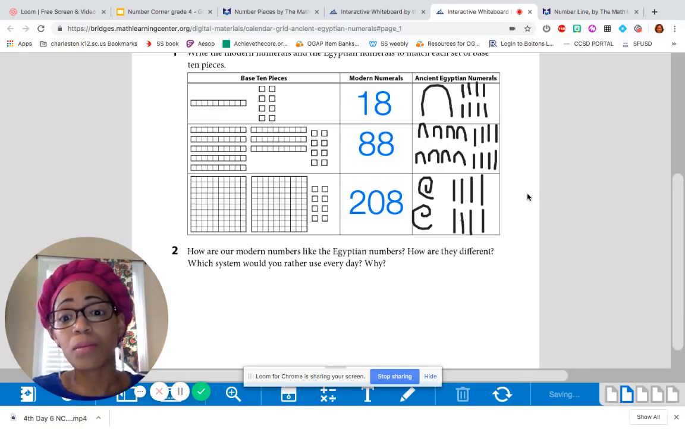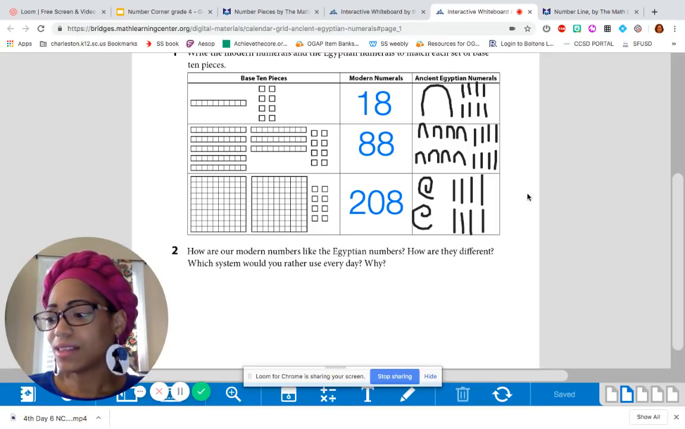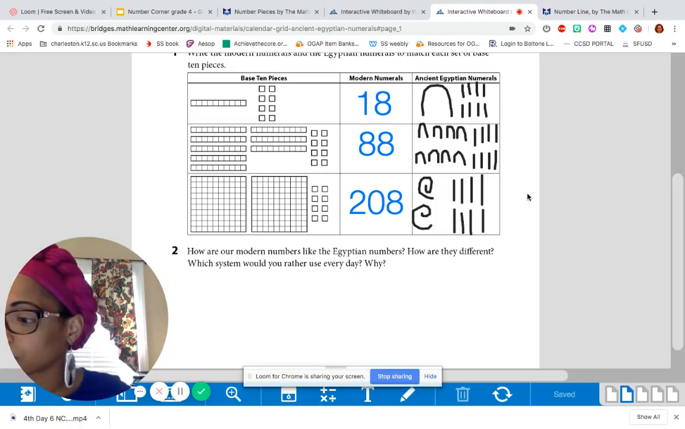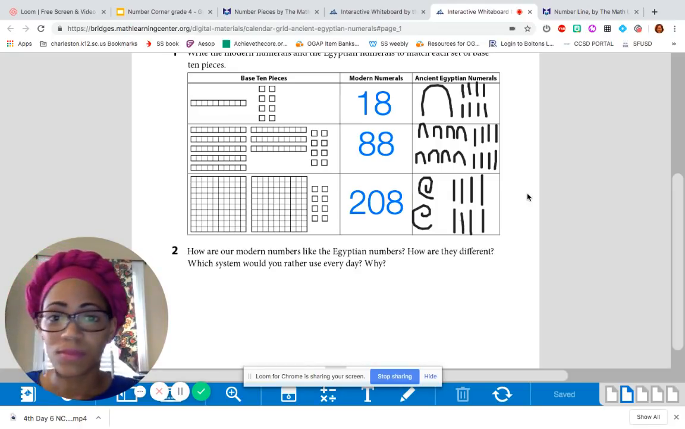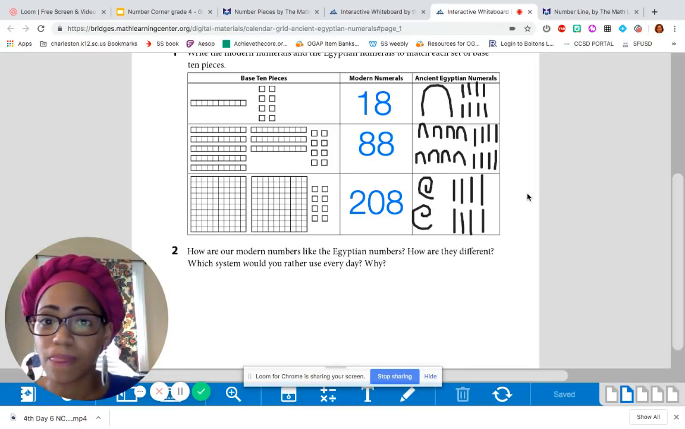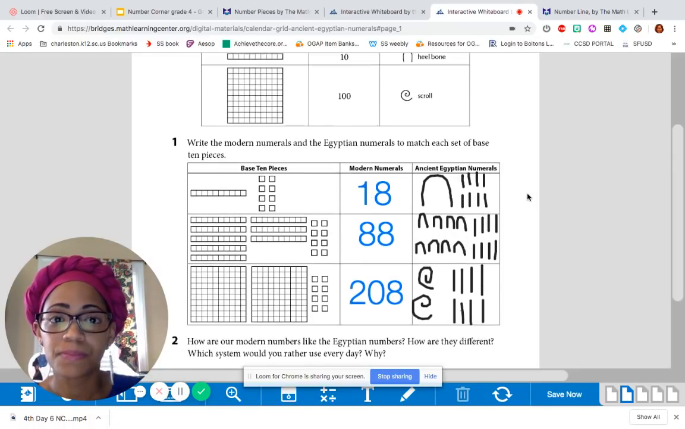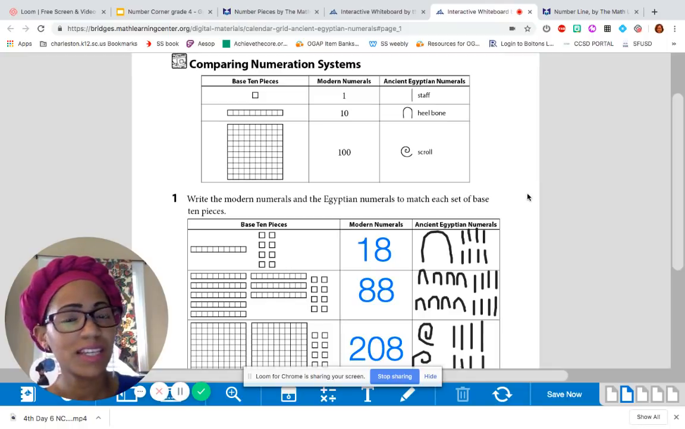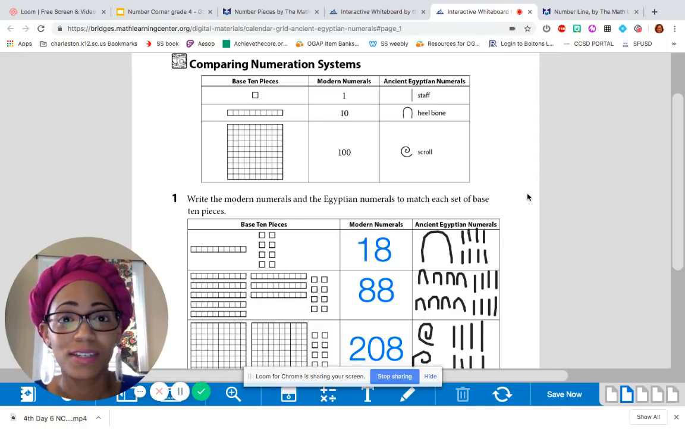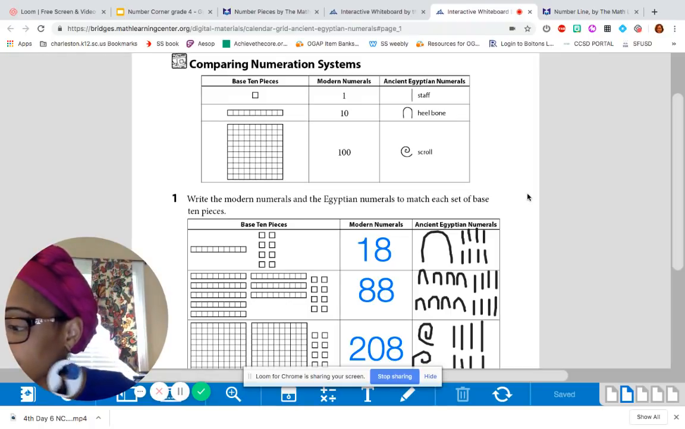And I said if you finished and you had some extra time, start thinking through question number 2. How are our modern numbers like the Egyptian numbers? And how are they different? And then which one would you rather use? Good, they both have ones, tens, and hundreds. You're right. How are they different? Is there anything to represent 0? Do our modern numbers have a number that represents nothing? We absolutely do. That's one way they're different.